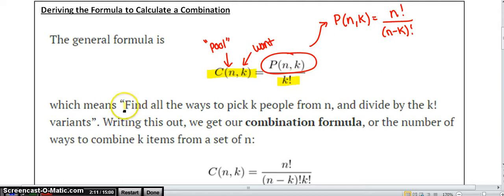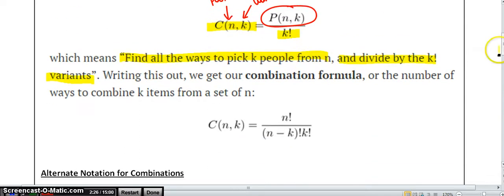What this really means is you find the permutation to pick k people from n, that's the permutation part, but then you divide because there are k variants, which kind of means repetitions. There are k repetitions. Putting those together, the actual formula for a combination is n factorial over n minus k factorial times k factorial. This part is the permutation piece, and all you've done is also divide by k factorial to take care of any variance or repetitions.